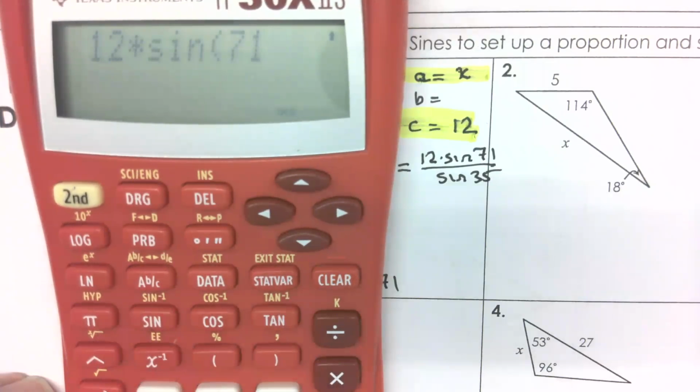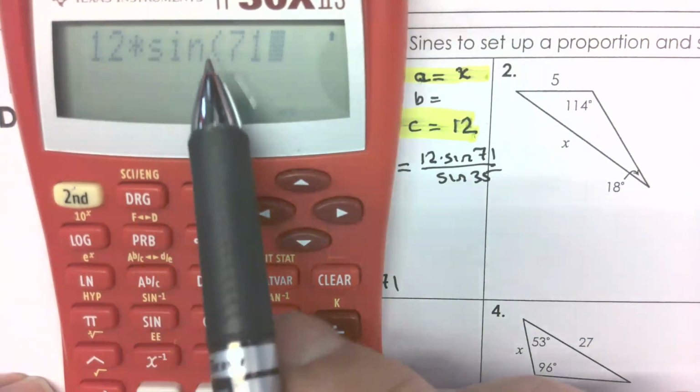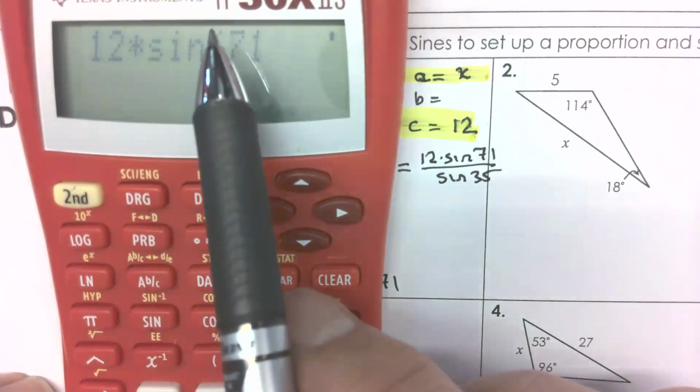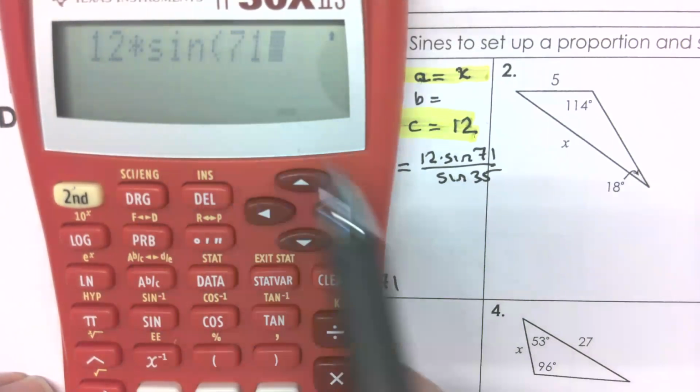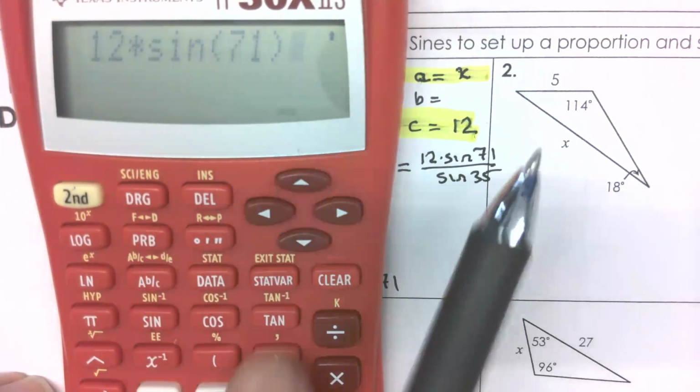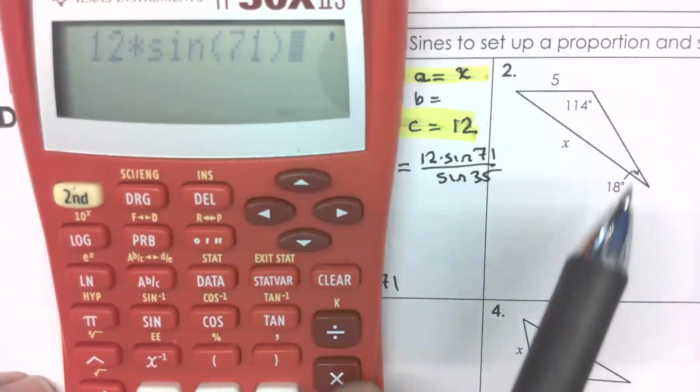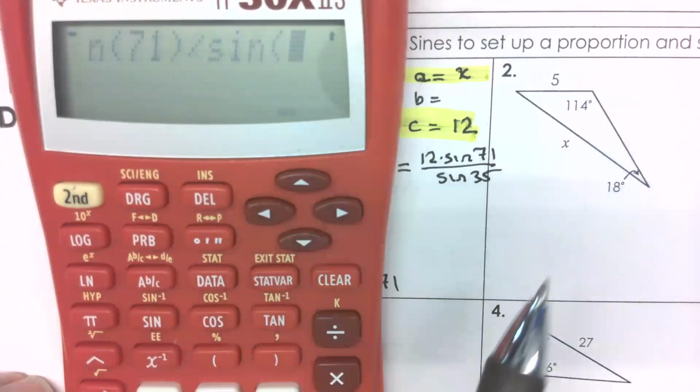Do you see what it's doing right now, my calculator? 12 times the sine of 71. And to get the 71 in there, it opened up a parentheses. If I don't close the parentheses right now, I'm going to be dividing the angle measure by sine of 35. So close those parentheses, then divide by sine of 35.